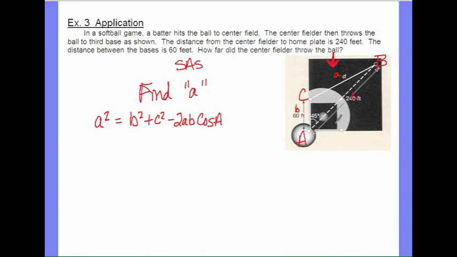Okay, let's see if we have enough information here. Do we know b? Yes, it's 60. Do we know c? Yes, it's 240. Do we know angle A? Yes, it's 45. So let's fill in everything. a squared equals 60 squared plus 240 squared minus 2 times 60 times 240 times cosine of, that's supposed to be a 4, sorry about that, 45 degrees.